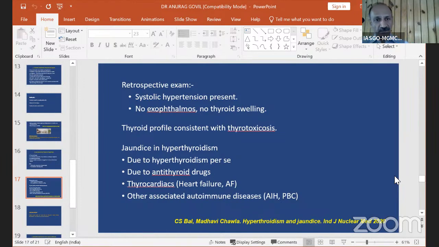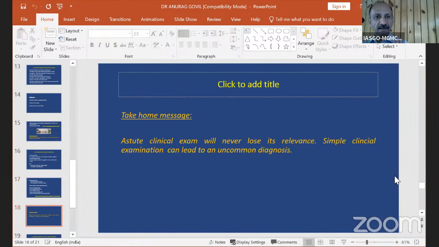So the jaundice in such patients is known to happen because of hyperthyroidism per se, antithyroid drugs, thyrocardiacs, nice fancy name, but they can have heart failure, atrial fibrillation, and other associated autoimmune disorders in the form of autoimmune hepatitis and PBC. So the message here is that astute clinical examination will never lose its relevance despite all investigations. Simple clinical examination can lead to uncommon diagnosis.